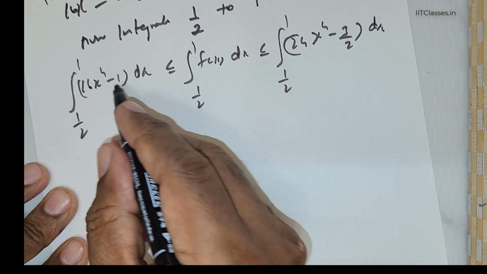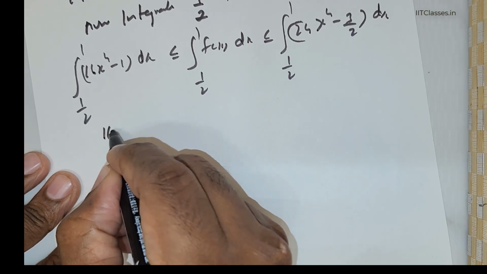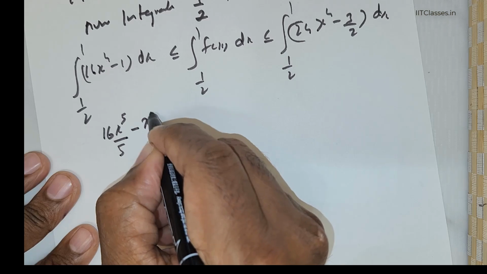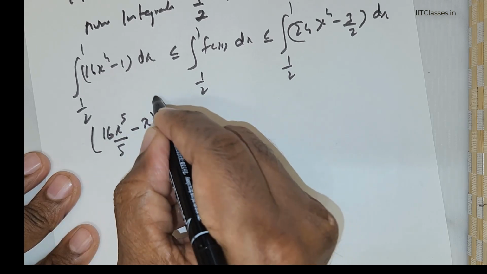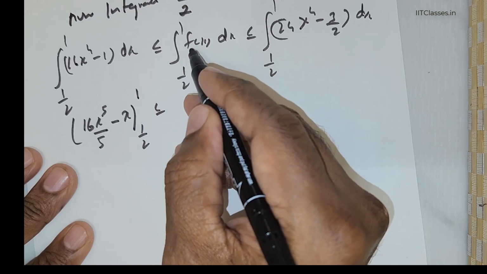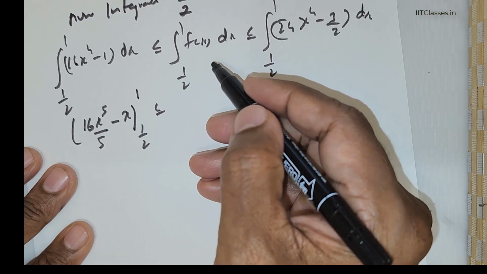Now if I were to integrate this, it is going to be 16 x raised to the power of 5 divided by 5 minus x, with limits 1 over 2 to 1, less than or equal to, I have to integrate this quantity.